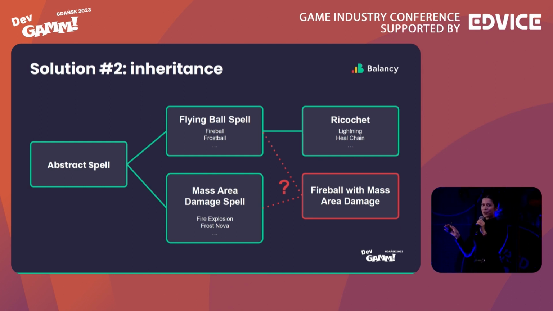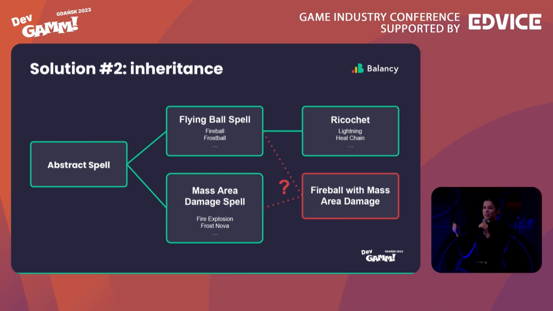But later on, you may find yourself in a situation when you want to inherit from both classes and create, for example, a Fireball with mass area damage. On the one hand, you can inherit from the Flying Ball spell. On the other hand, you can inherit it from the mass area damage spell.